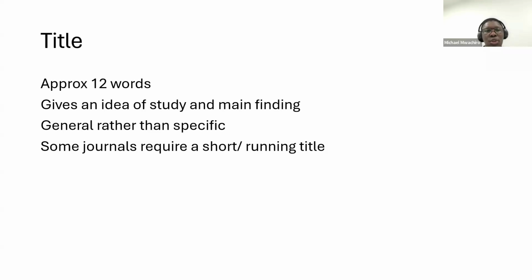Now, the title usually cannot be too lengthy. And it gives an idea of the study, the main findings, and what you are trying to achieve. You can start with a little bit more general, as opposed to it being very specific. But usually most papers, by the time they're being published, they also want it that at a glance, if I look at it, I can see exactly what you're talking about. And then some journals, on top of having the long title, also ask you to submit a short running title, which they can now use in citing the paper.